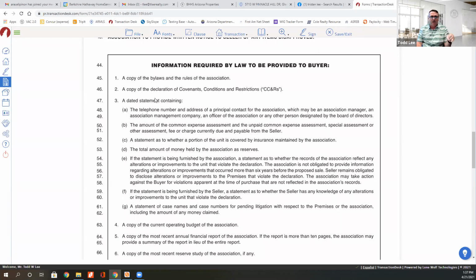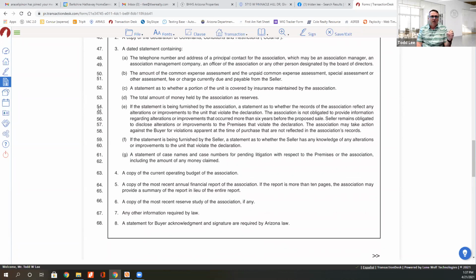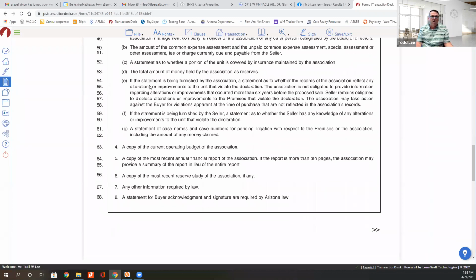Copy of the bylaws, copy of the declaration of the CC&Rs, a dated statement containing the telephone number and address of the principal contact of the association, which may be the association manager, an officer of the association, or any other person designated by the board. The amount of the common expense assessment and the unpaid common expense assessment, special assessments, or other fees. Fees charged annually are payable by the seller. A statement as to whether a portion of the unit is covered by insurance maintained by the association. Total amount of money held by the association in reserves.